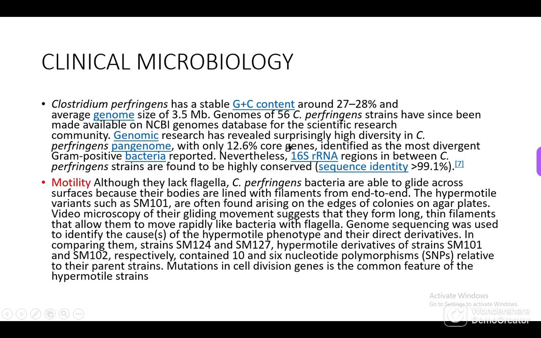Genomic research has revealed surprisingly high diversity in Clostridium when the genome is concerned. As our whole genome is concerned, there is high diversity. Only 12.6% core genes were identified, as the most divergent gram-positive bacteria reported. On the same component, they may be weakly gram-positive or even gram-negative. Nevertheless, the 16S RNA regions between Clostridium perfringens strains are found to be highly conserved, with sequence identity of more than 99.1%.